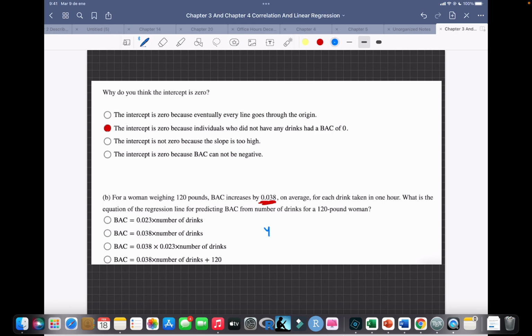So it's going to be y hat equal to 0.038x, where y is the BAC and x is the number of drinks. So only look for the right option, and I think it is this one.